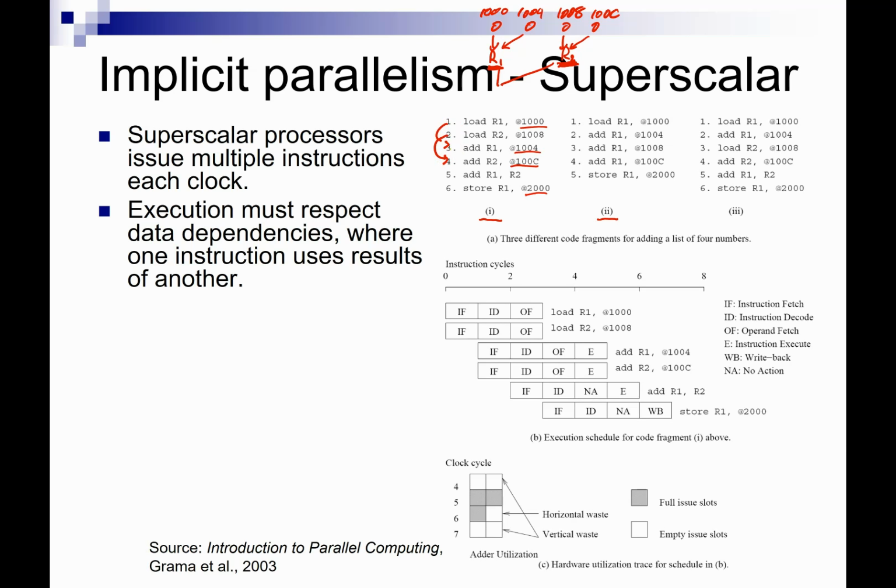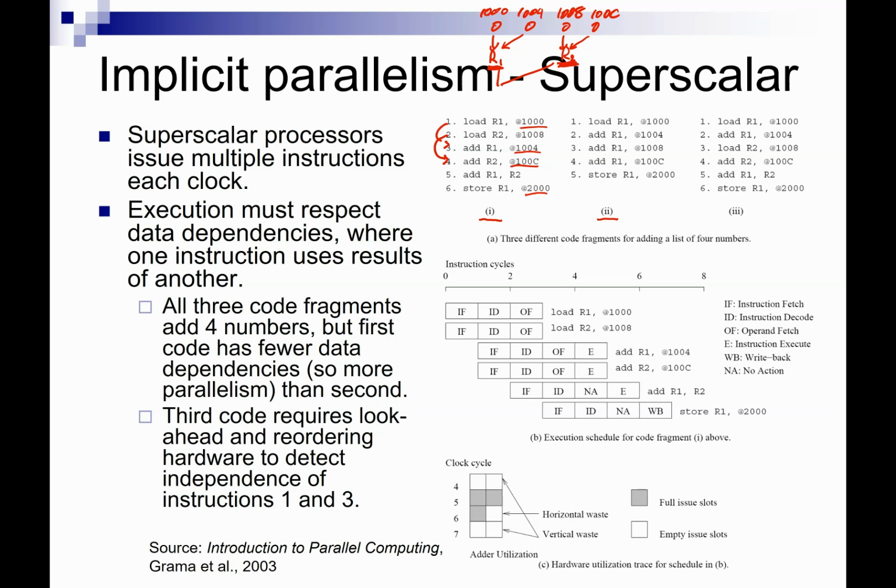And so the first instruction stream has more parallelism than the second one, because it's got fewer dependencies, and therefore more parallelism. And so we can get better performance on the first instruction stream than on the second instruction stream.